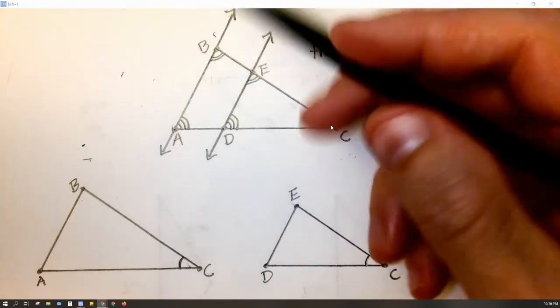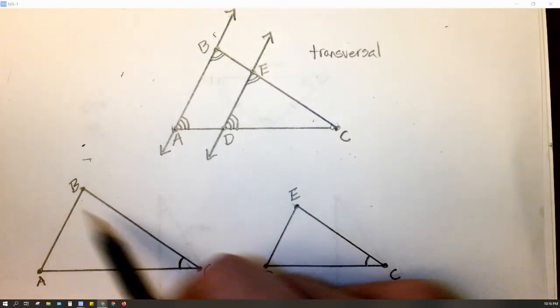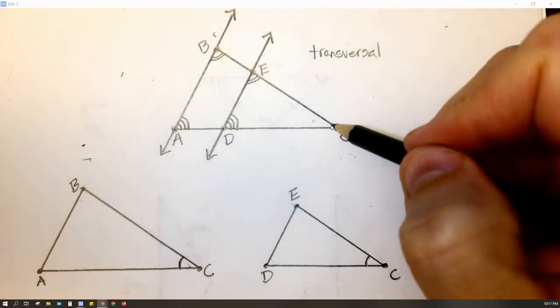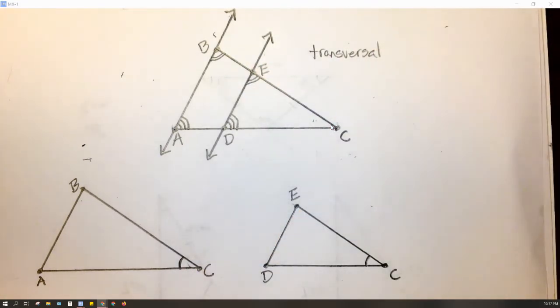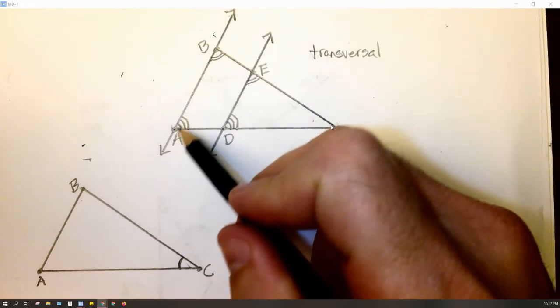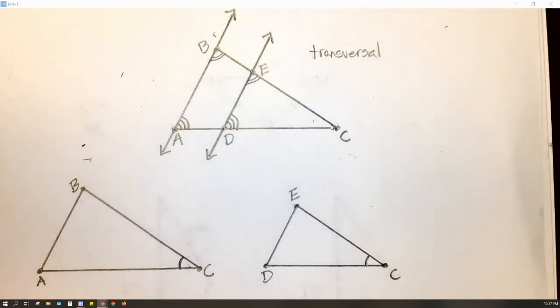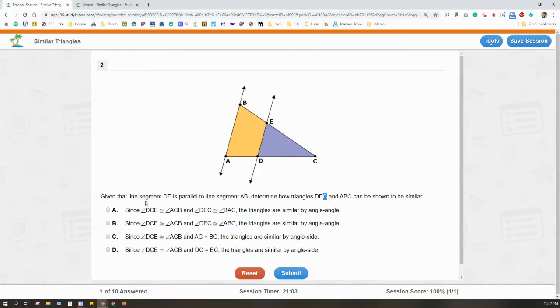So because of those parallel lines, we could say that angle B, or angle ABC, if you will, is congruent to angle DEC. And since angle C is congruent to itself, those are two pairs of corresponding angles. Or we can use angle BAD and angle EDC. We can say that those are congruent to each other as well. So let's go back to the problem and read these sentences.